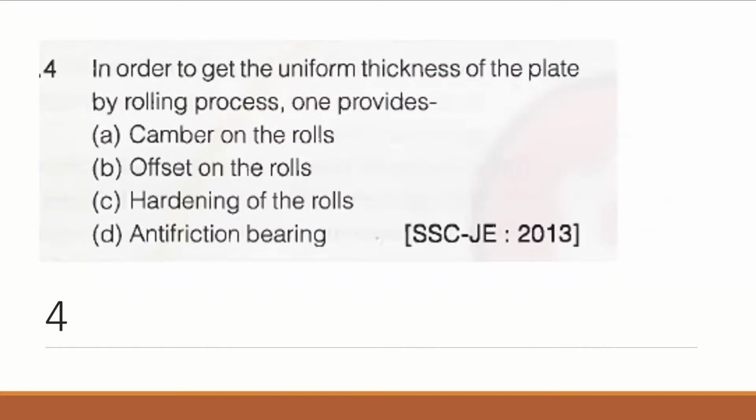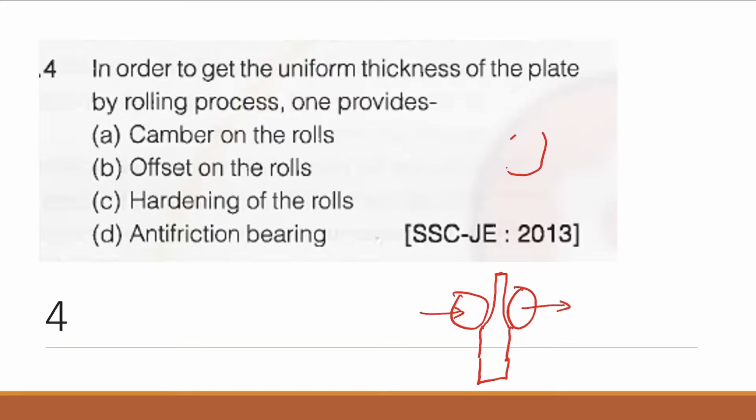Now the next question: in order to get a uniform thickness of a plate by the rolling process, one provides. Now you know the rolling process, where we have two rollers. Basically we have two rollers and the workpiece is rolled through these two rollers.